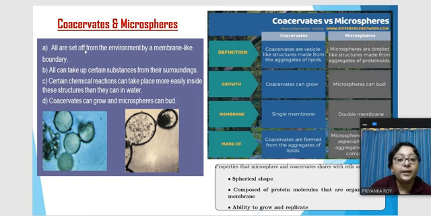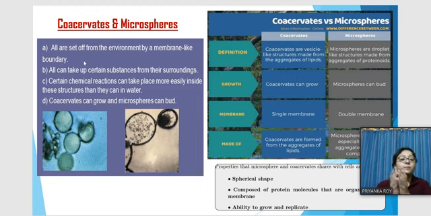So what are the similarities? They are set apart from the environment by a membrane-like boundary. So they are given a boundary. That means they have a specific inside environment and a specific external environment. So they can take up certain substances from their surroundings, and certain chemical reactions take place more easily inside these structures than they can in water. So coacervates can grow, microspheres can bud.